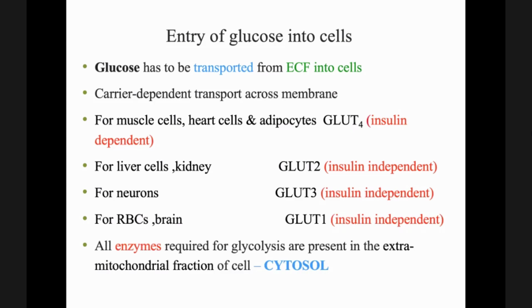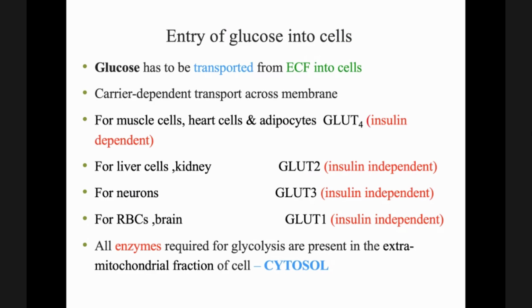So why are we thinking about the gates for the glucose? Well, we can just know the process. However, what we need to know is that some cells are insulin dependent. In order for the glucose to go inside these cells, the insulin should bind to the receptor of these cells to allow them to absorb the glucose. For example, the GLUT4, which is present in the muscle cells, the heart cells, and the adipocytes. However, the liver, kidney, neurons, red blood cells, and brain have their own gates, which are independent from insulin. There is no insulin receptor. Or we can say they don't absorb the glucose based on the presence of insulin, so they are independent from the insulin.